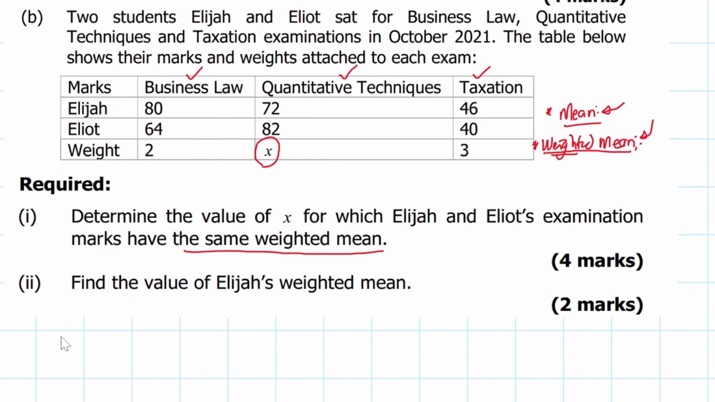So let me write the formula here. The weighted mean is given by the summation of the weight times the value of x. In this case, this is what we are calling our weight, and the values of x are these, the marks. So it is w times x, divided by the total weight.